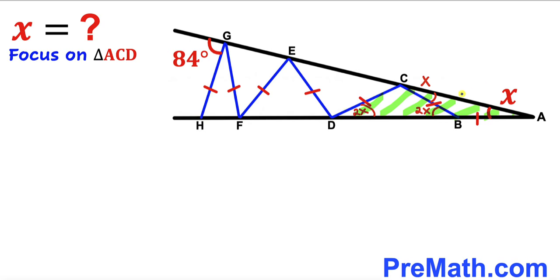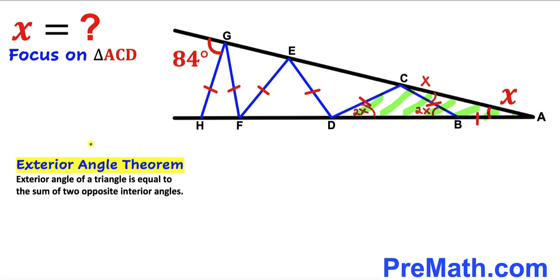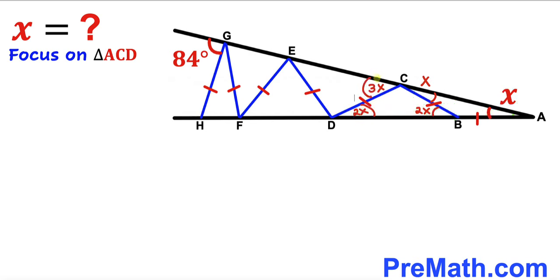And here's our next step. Let's focus on this triangle ACD. Now let's recall the exterior angle theorem once again. According to this theorem, this angle is going to be our exterior angle, and that's going to be equal to the sum of these two opposite interior angles. So this exterior angle is going to be the sum of these two angles. 2x plus x is going to make 3x. So this angle turns out to be 3x.